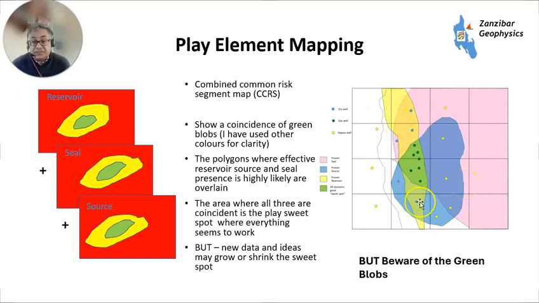So in this particular case, this is your reservoir, this is your seal, this is your source, and this green blob is where all the discoveries are. Again, this is a fictional basin from my talk. It would give you an idea, but you've got to beware of the green blobs because the green blobs are current ideas. New ideas might change the shape of the blobs. So don't be over-influenced by the blobs. Do the work to make sure that you understand where they are.